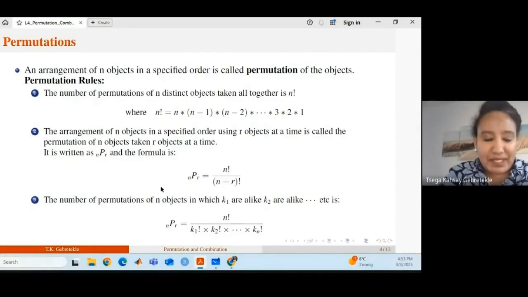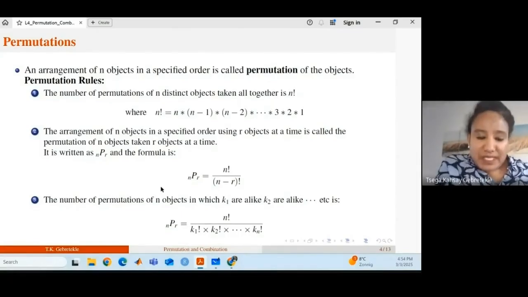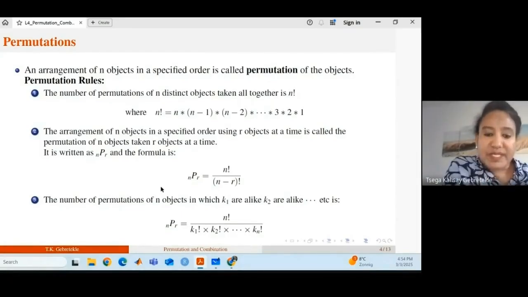The other formula is for when we have objects which are K1 alike, K2 alike, K3 alike, and so on. For example, if we have statistics books which are the same type of books, and also mathematics books, the same type of books, and physics books, also the same type of books, then we use the formula n factorial divided by K1 factorial times K2 factorial times, and so on.